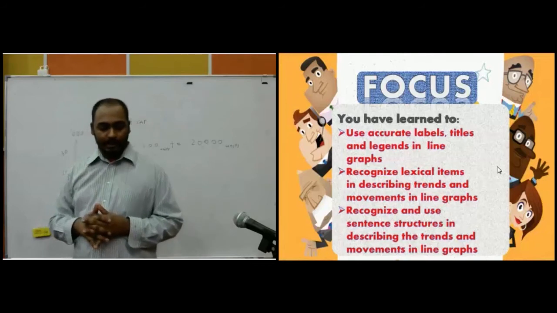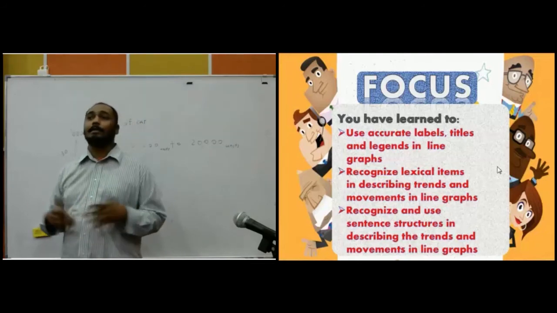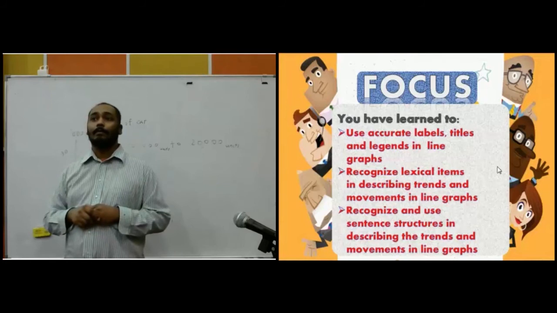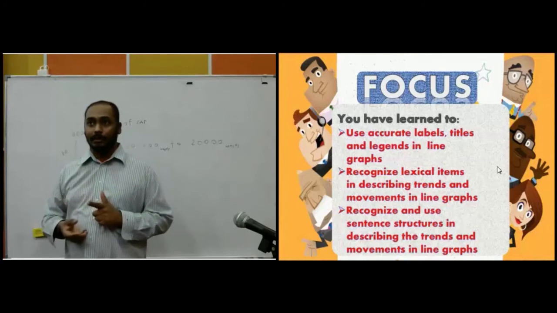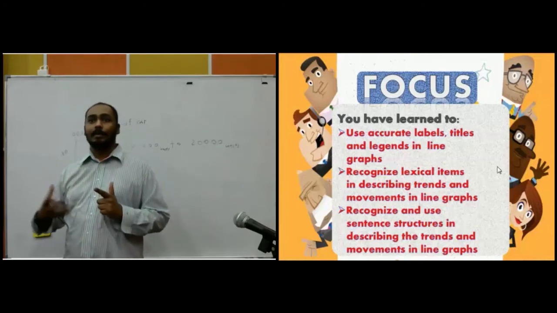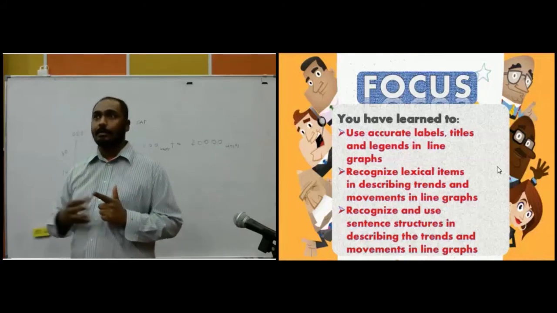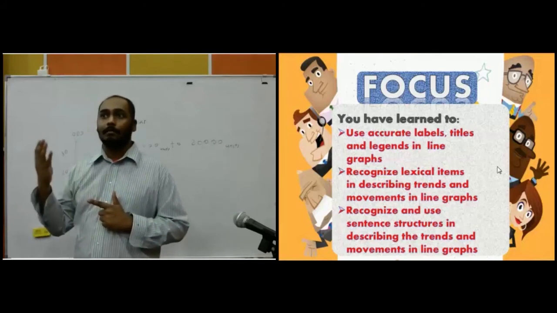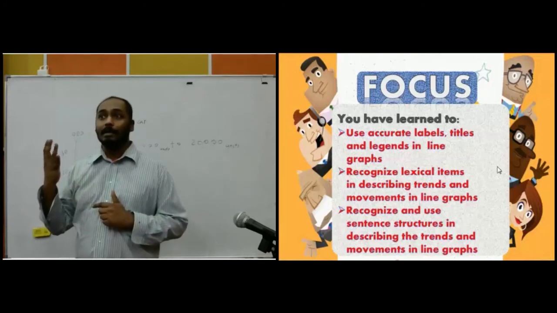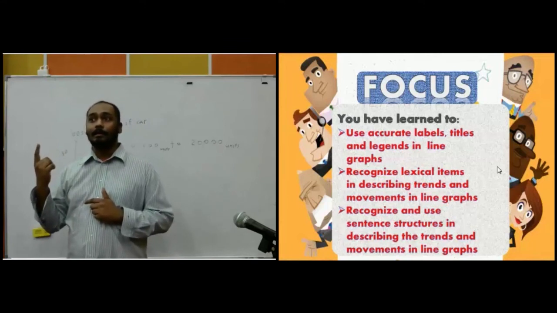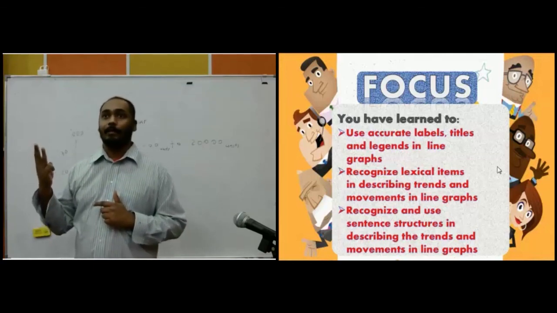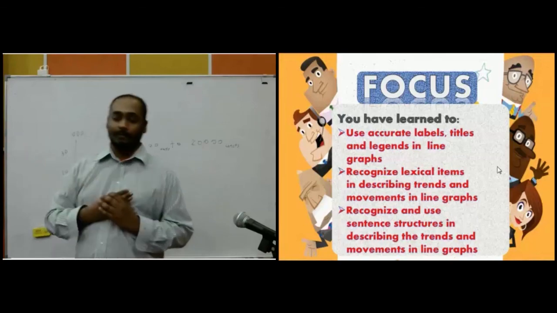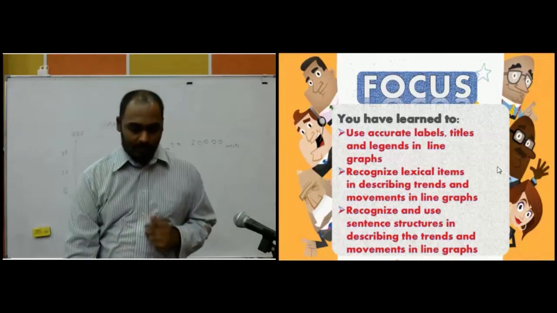And then you recognize and use sentence structures. So how many sentence structures do we have? Two. Verb phrases and noun phrases. And when you are describing the changes in a sentence, make sure you have these 4 elements. What are they? A, B, C, D. What is A? Key feature. B? Trends, lexical items. C? Data. D? Time frame. Very good. Thank you very much.